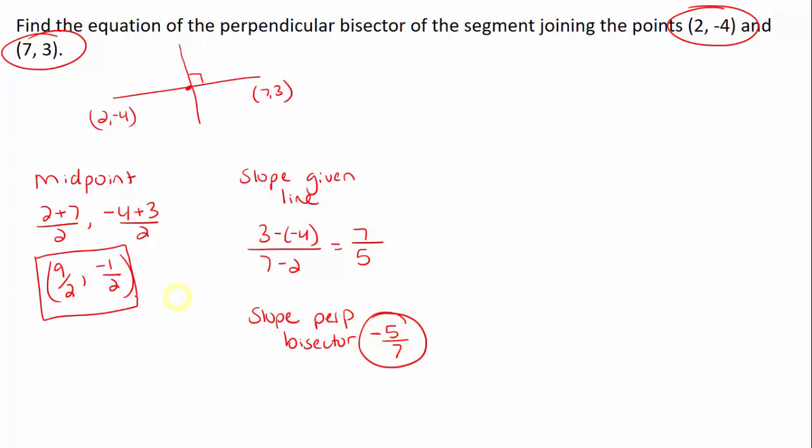So I'm going to use this slope, and I'm going to use this point. All we need to do now is write it in point-slope form. Y minus the negative 1/2, which is the y value here, equals the slope we found for our perpendicular bisector, make sure you use this one, times x minus the x value of the point, which was 9/2. Now I am going to clean this up just slightly by making that double negative a positive. And this is the equation of our perpendicular bisector.